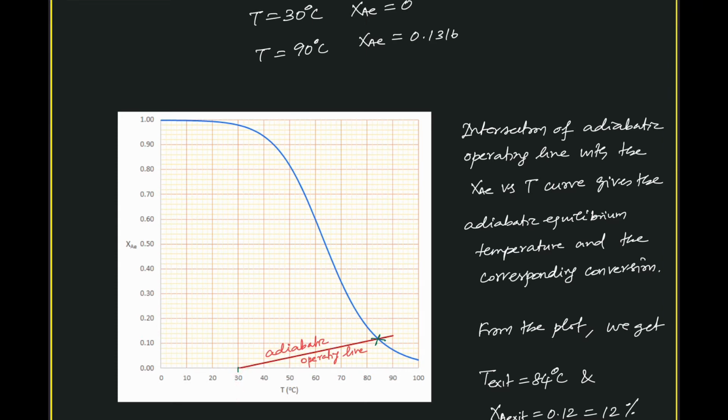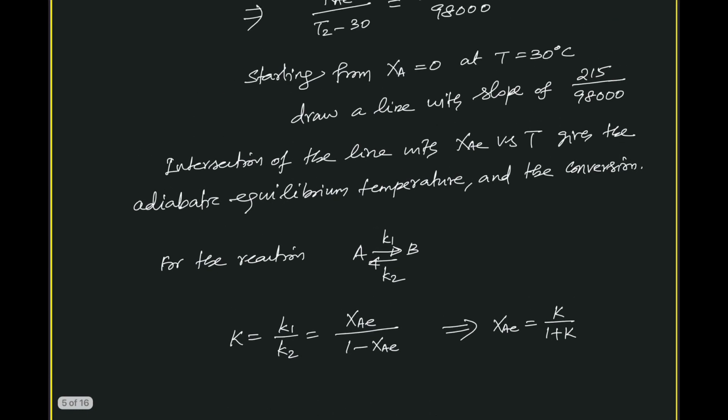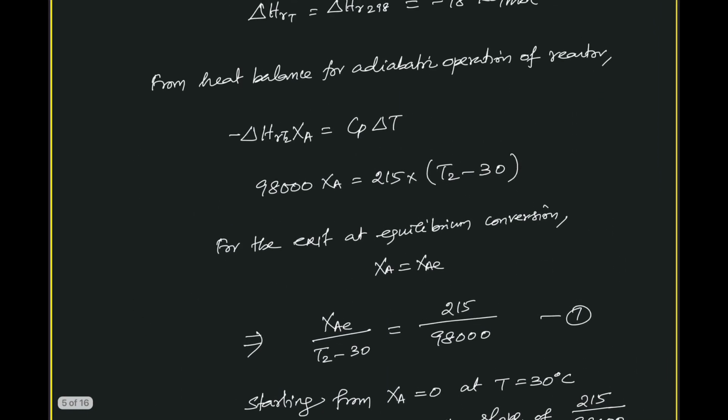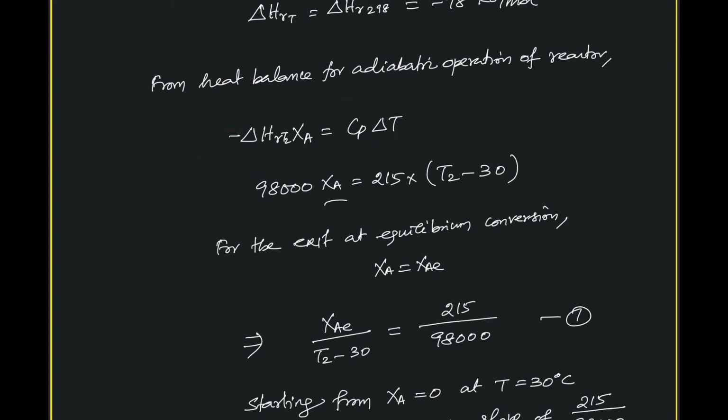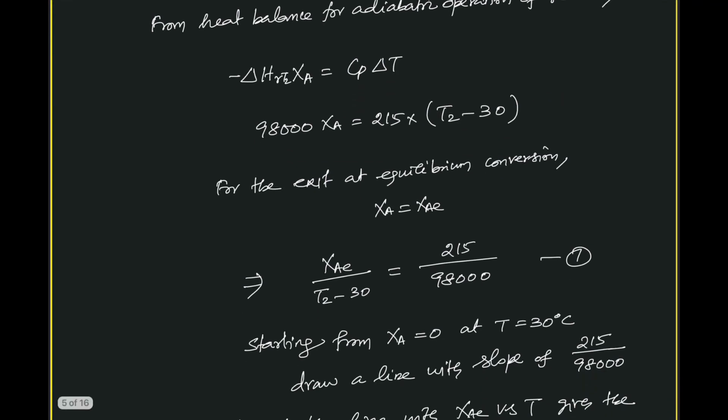We want to draw a line with a slope of delta HR by, what is it, the slope? The slope of this line is, like y equals mx plus c, XA is equal to this m into, what is it? Otherwise, we need to draw this line. For that, we can rearrange to the form. Initially at a temperature of 30 degrees Celsius, conversion is simply 0, and at a temperature of T2, conversion is XAE.